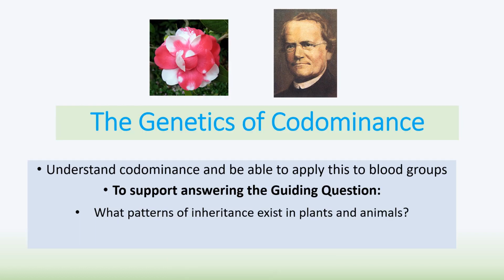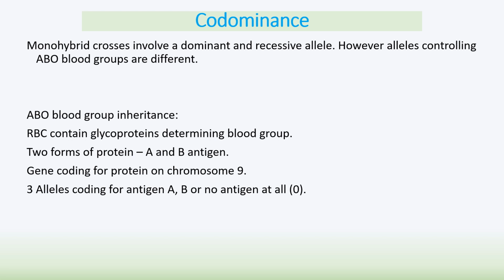So if we take that forward, we then need to look at the genetics of codominance. So we're still using monohybrid codominance. Monohybrid crosses involve dominant recessive. However, the alleles controlling ABO blood groups are different. So the ABO blood group inheritance basically means that red blood cells contain glycoproteins which determine their blood group. There are 2 forms of protein, the A and B antigen, and the gene coding for the protein is found on chromosome 9 in humans.